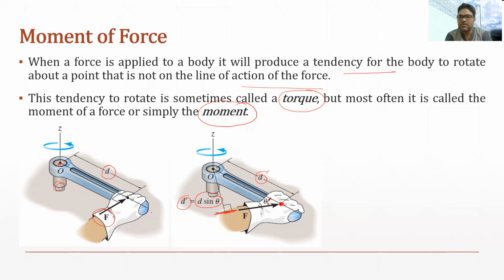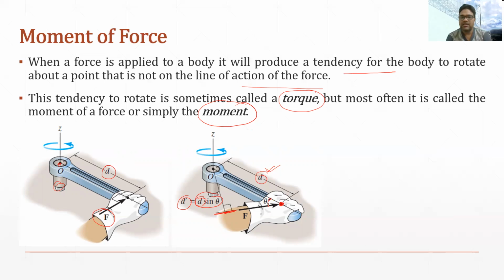So to have the maximum effect of the moment, what should be the angle? When we put 90 degrees in place of theta, sine 90 becomes 1, and in that case the distance becomes d. So as I said, the maximum effect of the force will be when the distance between the force and the point O is d. If we apply force at any angle other than 90 degrees, then the maximum effect of the moment will not occur. It will occur only at 90 degrees.